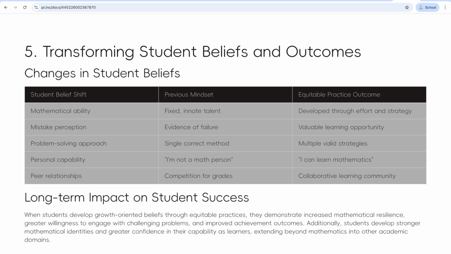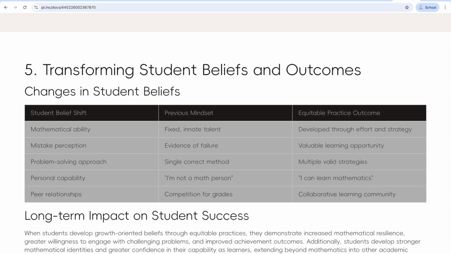Overall, this clinical experience has strengthened my understanding of the importance of equity in mathematics education. I learned that equitable teaching requires intentional planning, reflection, and responsiveness to students' diverse needs. Moving forward, I will continue creating learning environments where all students feel respected, supported, and empowered to succeed in math.